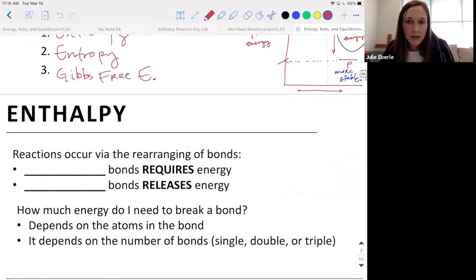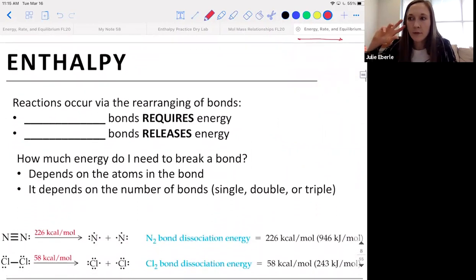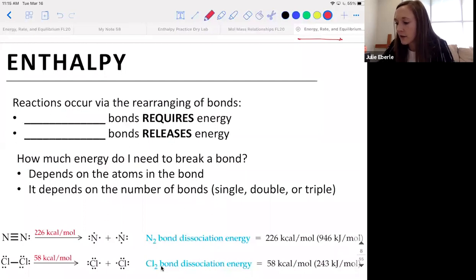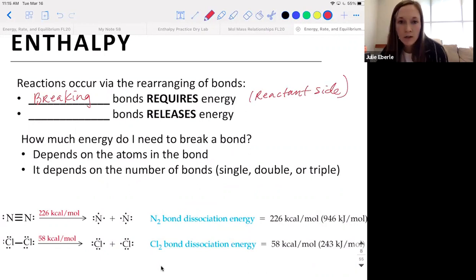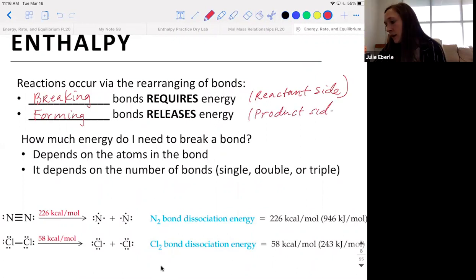Okay, so before I define enthalpy, I'm just going to talk about the basis of this idea of enthalpy, and then we'll define it in a minute. So I want to read these statements. Reactions occur via the rearranging of bonds. So we have to break bonds on the reactant side, and then we rearrange the atoms and form new bonds on the product side. So you need to know that breaking bonds requires an investment of energy. And this is what we do on the reactant side. We're breaking the bonds of our reactants. The atoms rearrange. We form new molecules, new bonds on the product side. And then from the opposite direction, forming or making bonds releases energy. And this is always corresponding to the product side, because this is where we form bonds.